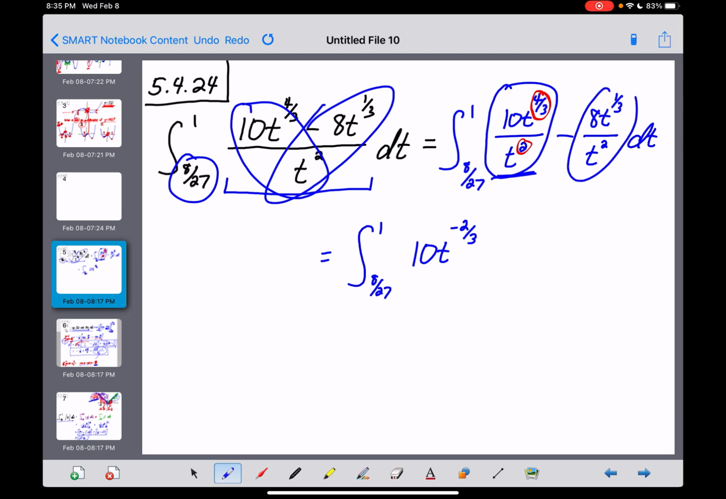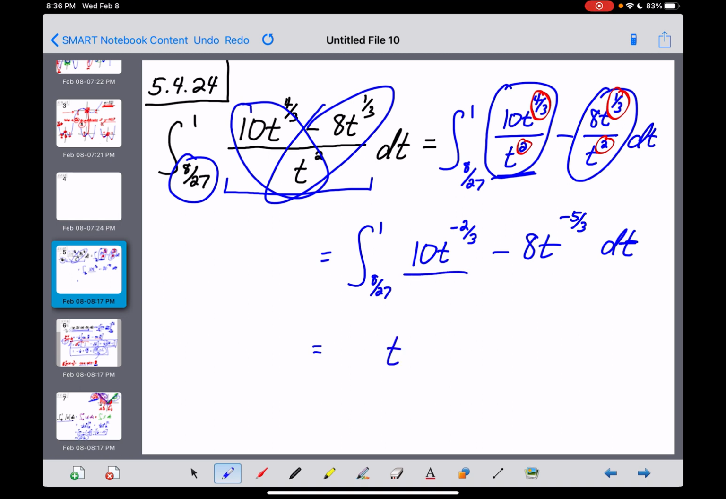Now for the second fraction here, that's going to be a minus 8, and then we're going to have a t, and let's look at your exponents again. 1/3 minus 2. That's going to get us a negative 5/3 for that exponent. And that whole integral is still being taken with respect to t. Now, it's ugly, but the way things are written right now, I think we're ready to go ahead and reverse the power rule. So let's take a look at the first term.